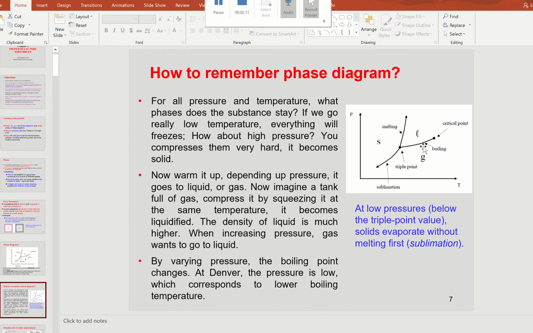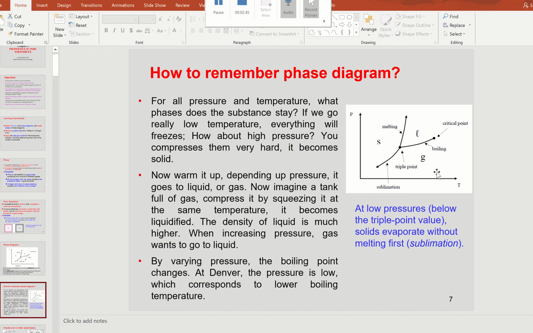If we go really low temperature, so this is the temperature axis, if you go really low, everything is going to freeze. So that's where solid stays, right? And also when you increase the pressure, you become more solid. So that's where solid stays, higher pressure and lower temperature. Now, if you were trying to warm it up, increase the temperature, depending on your pressure, you can either go to liquid or go to gas.